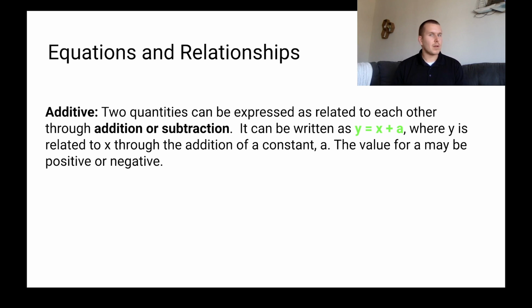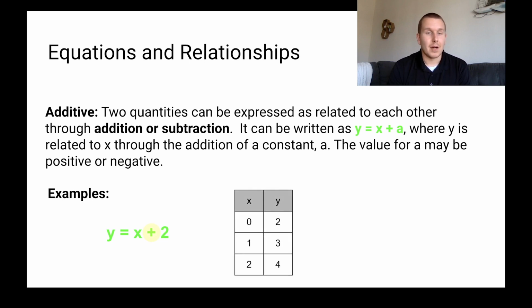Now, we're in 5th grade. We don't talk a whole lot about negative numbers, but when you add a negative number, it's like subtracting. So think addition and subtraction when we're talking about additive relationships. A couple ways we can tell something's additive is first by an equation. So y equals x plus 2 would be an example of an additive relationship, simply because we see the addition symbol there. The next way we can tell is through tables.